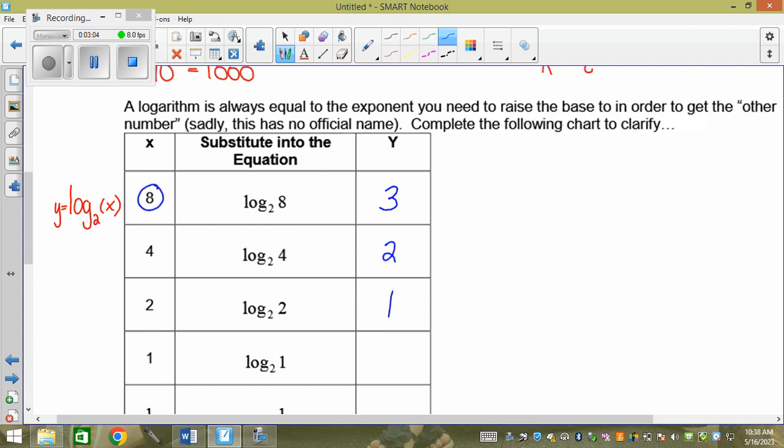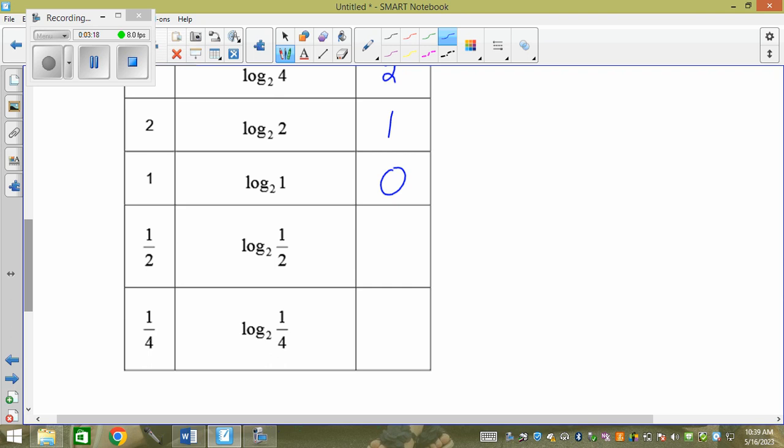1. So the points on this graph right now would be 8, 3, 4, 2, 2, 1, right? 2 to what power? What exponent gets me 1? It's a 0. Exactly. Then 2 to what power gets me a half? -1. Because I could rewrite this as log base 2 of 2 to the -1, couldn't I? And 2 to what power gets me 2 to the -1? -1. 2 to what power gets me a quarter? -2. And there would be all my coordinates, right?